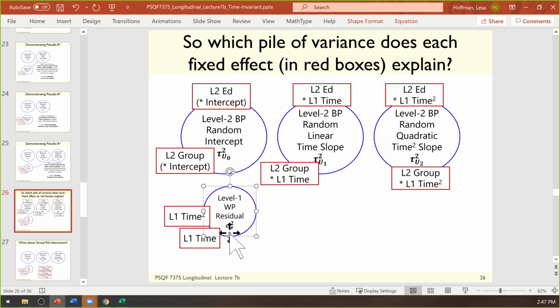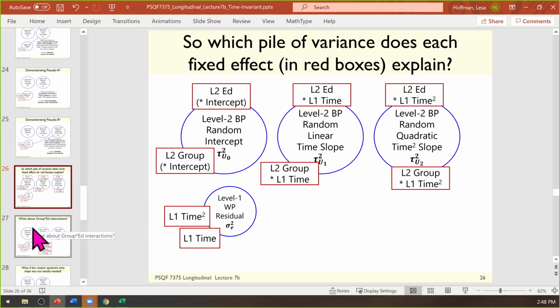So level 2 predictors explain level 2 variance related to what they are moderating. If we have education as a main effect, that's the same thing as saying education is moderating the intercept. It explains intercept variance. If I have education by time and I have a random time slope in the model, then that is what it's moderating and predicting. And the same thing with time squared. So they match.